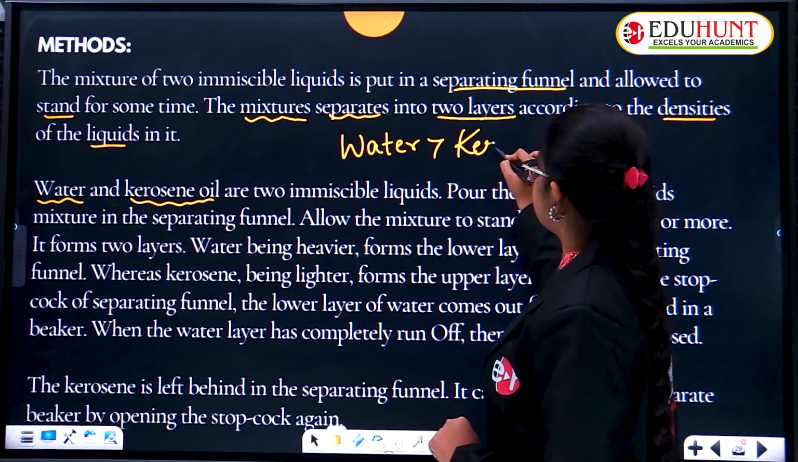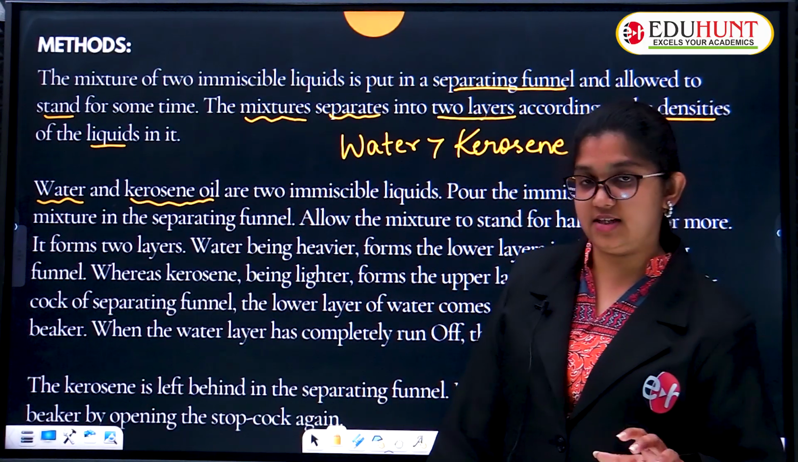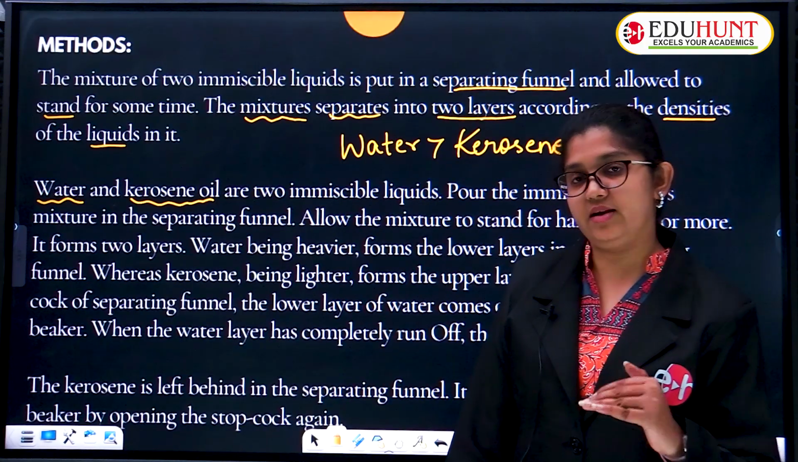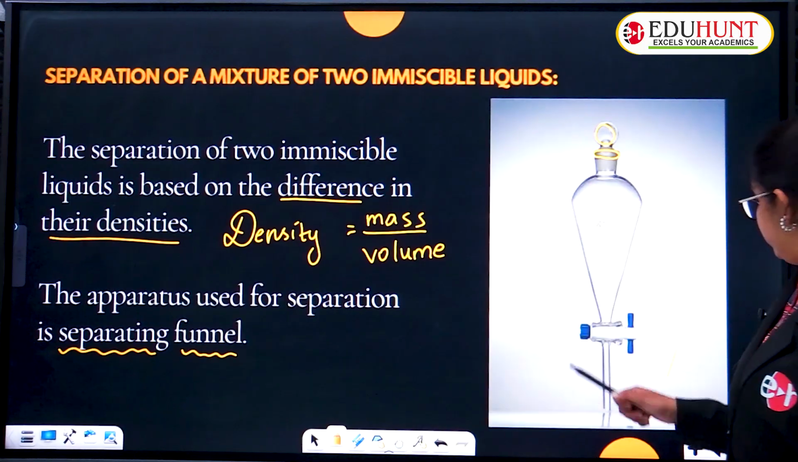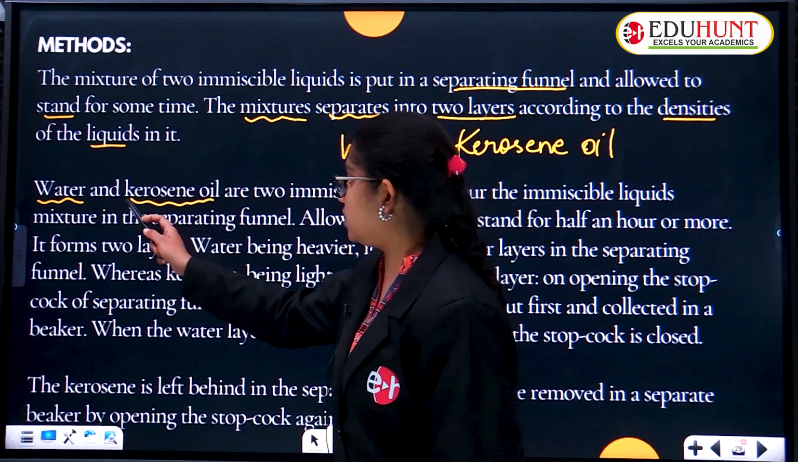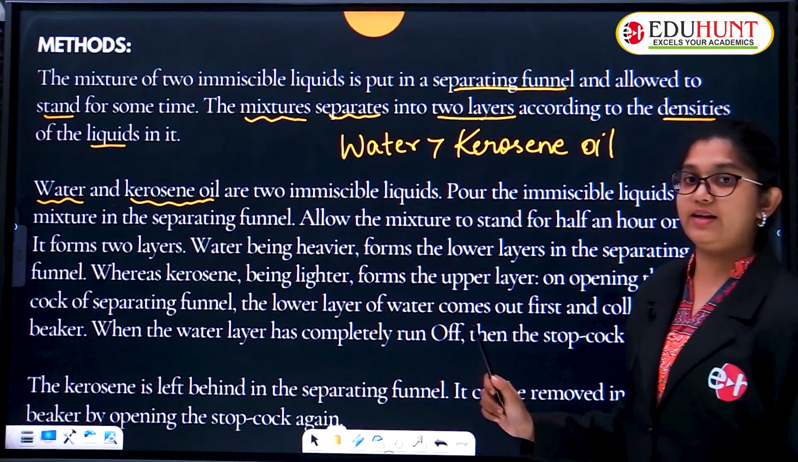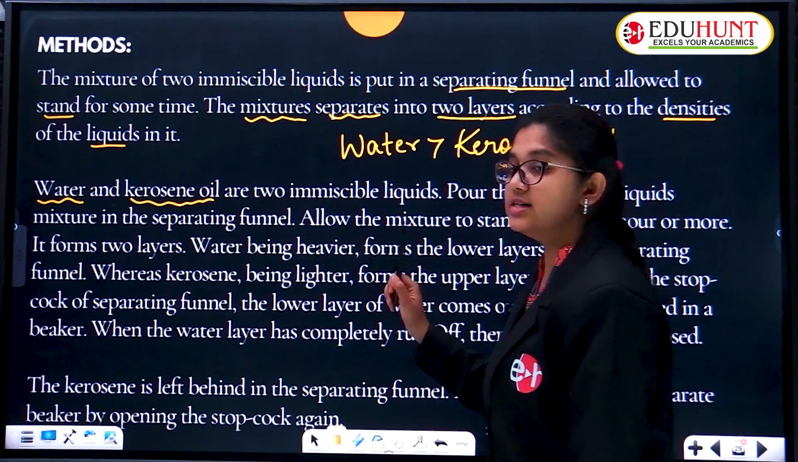Because water has more density than kerosene oil, it will settle down in the separating funnel. This is the one. And here we go with the next one. Water and kerosene oil are two immiscible liquids, as we know. Pour the immiscible liquids mixture into the separating funnel.